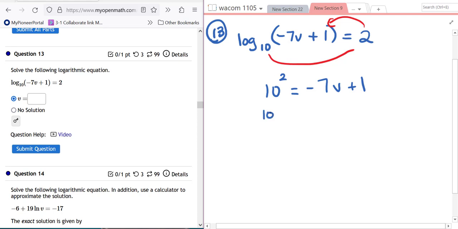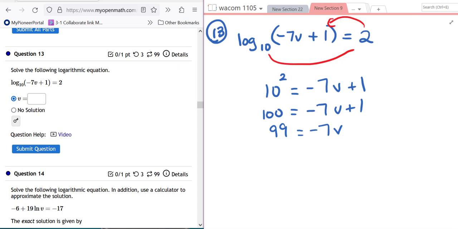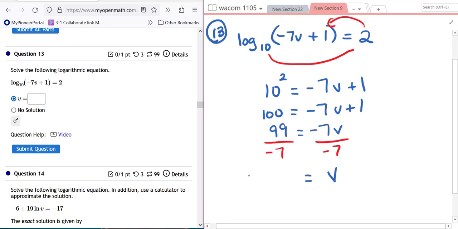10 squared is 100. Right, and we'll isolate the v. So subtract your 1. That gives us 99 equals negative 7v. And we'll divide by negative 7. So v equals negative 99 over 7.